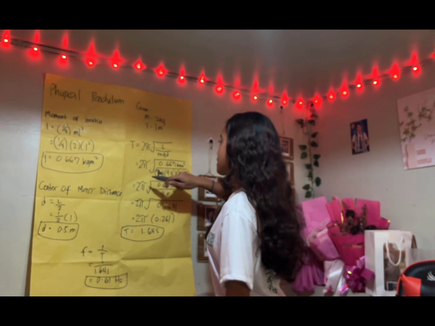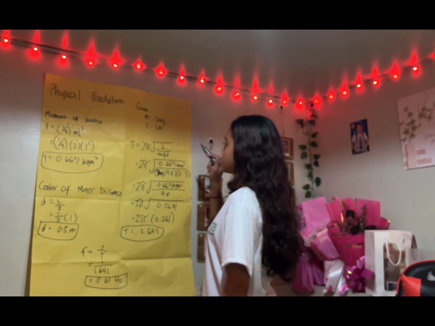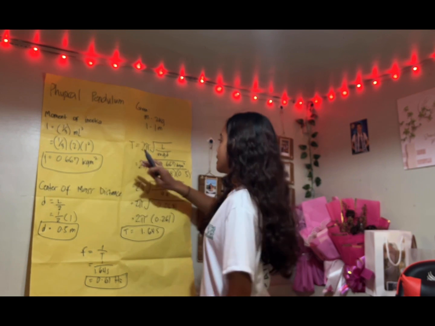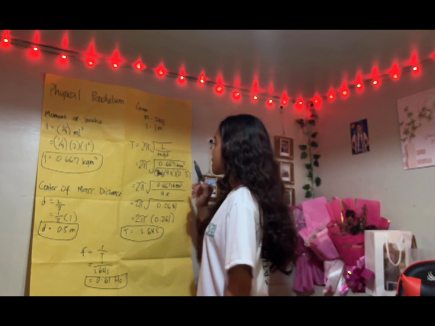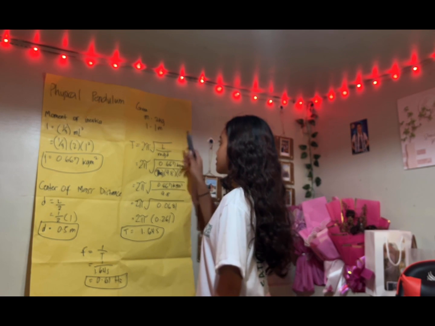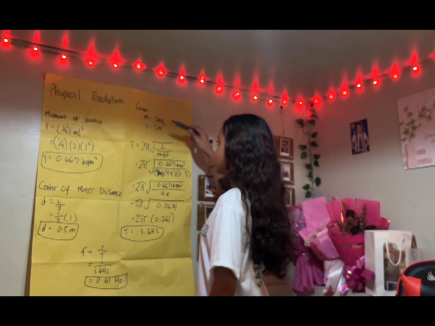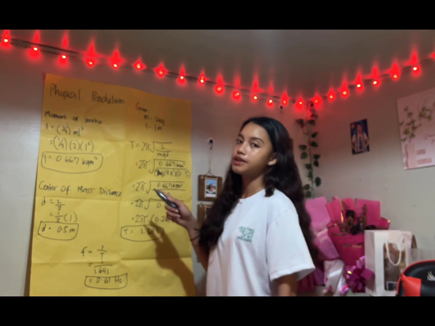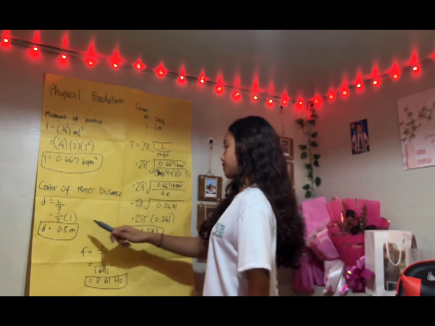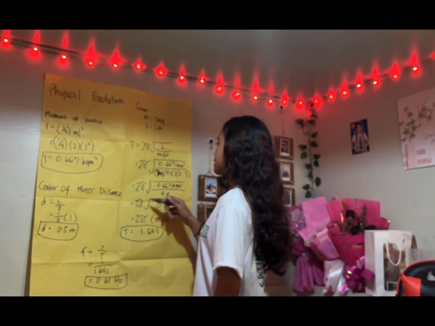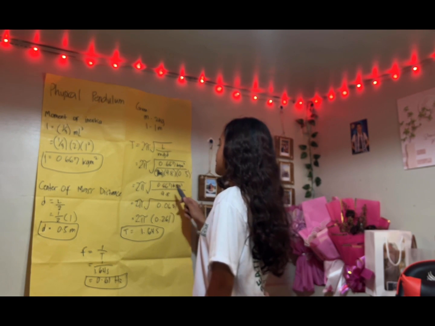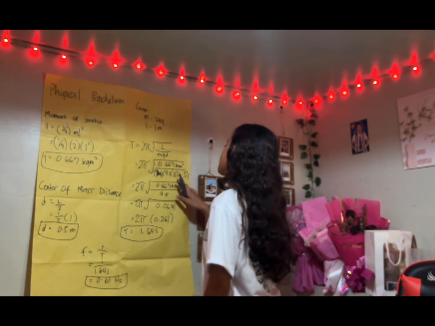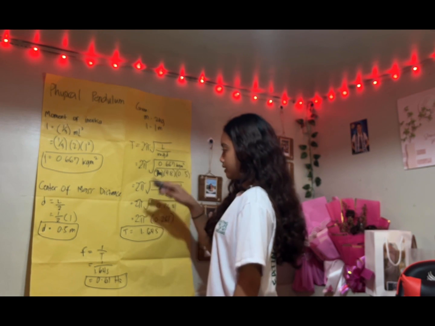2 pi square root of I, which is 0.6667 kg m squared, then our mgd: m is equal to 2 kg, g is 9.8 meters per second squared, this is the gravity, and our d is 0.5 meter. So 2 pi square root of 0.6667 kg m squared over 2 kg times 9.8 times 0.5, and the denominator is 9.8. Let's proceed.